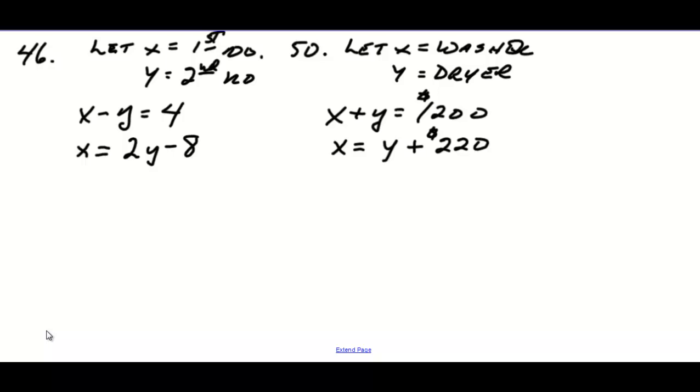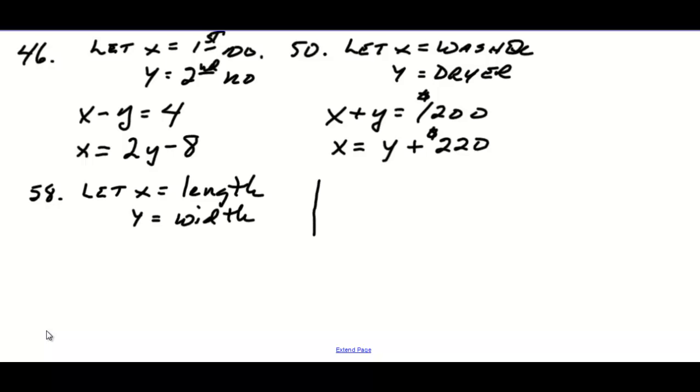All right. Now, number 58 is a geometry problem. It says the length of a rectangle is 5 centimeters more than 3 times the width. So what I'm going to do is let x equal the length. You could let x equal the width, but I'll let y equal the width. Okay? I've got my rectangle. My length is x and my width is y.